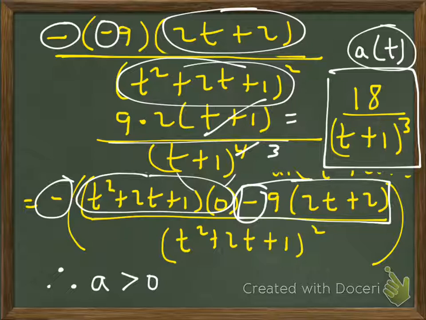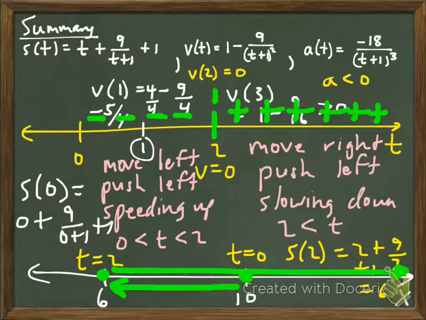We needed to figure out whether the acceleration was negative or positive, and as it turns out, everything that I said from here on out was based on the acceleration being negative. But in fact, the acceleration is positive because t is always positive, or at least greater than or equal to 0. As t is greater than or equal to 0, the acceleration is always positive because it's 18 over a positive number. And then let's see how that affects the rest of this.